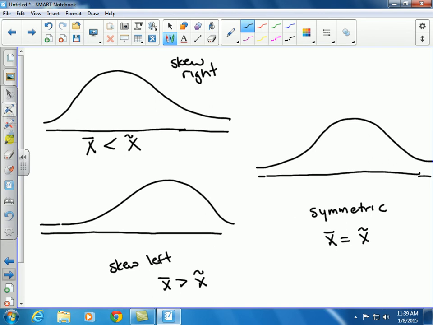So from just that, you can make conclusions as to whether something is skewed right, skewed left, or symmetric just by comparing the median and the mean in a data set. It's pretty clever, right? We like this. Two numbers and we can make some conclusions. So that's a good thing. I will have another lecture later.